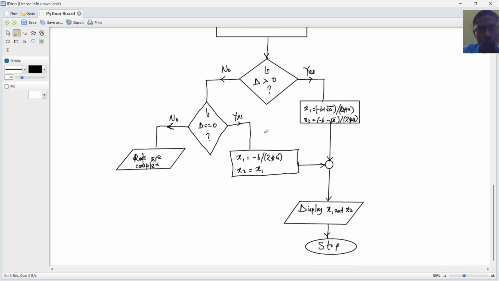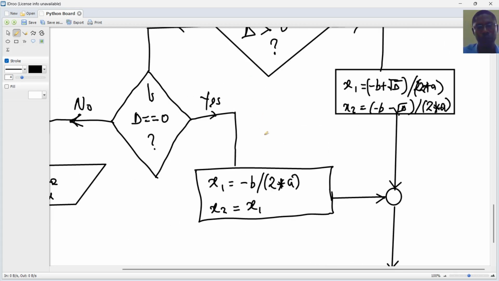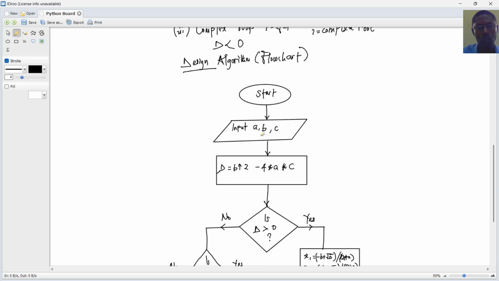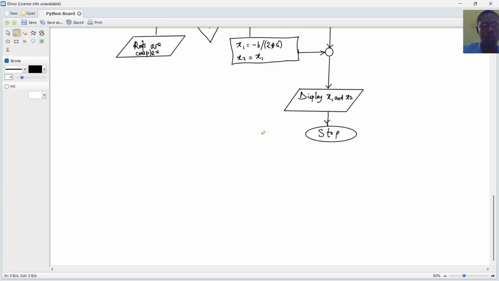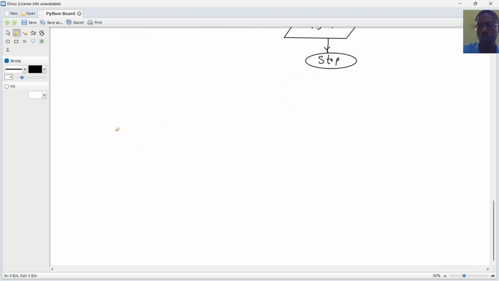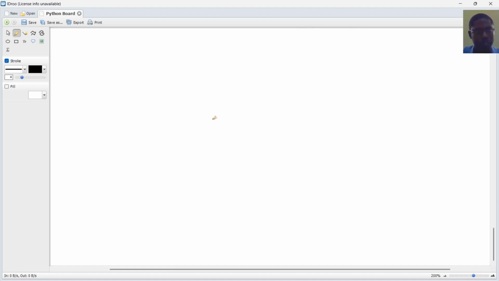So we'll proceed to the implementation phase. What do we say is in implementation? Of course, we said in the implementation phase.